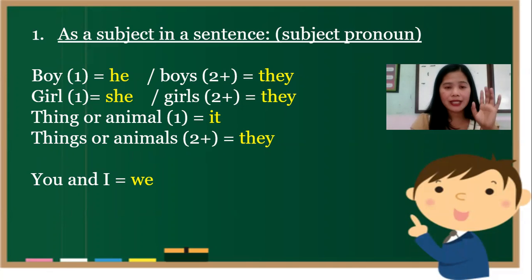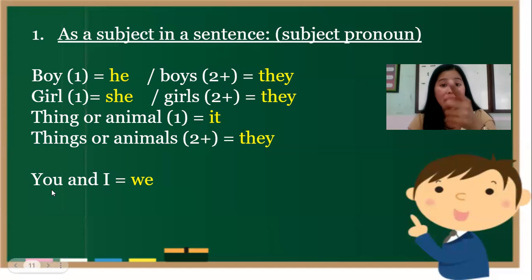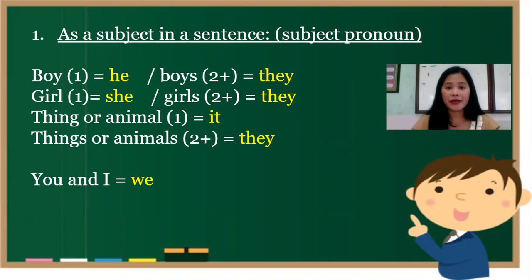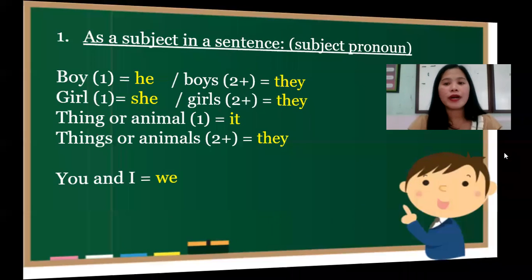All right, so how are we going to use the word we? We is composed of two pronouns. It is you and I. You and I, that is we. When I say I, it is only one. So you and I, we. Do you understand? Very good. Now let's proceed to more examples.